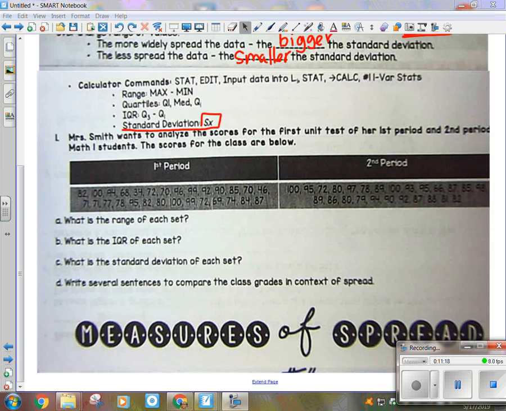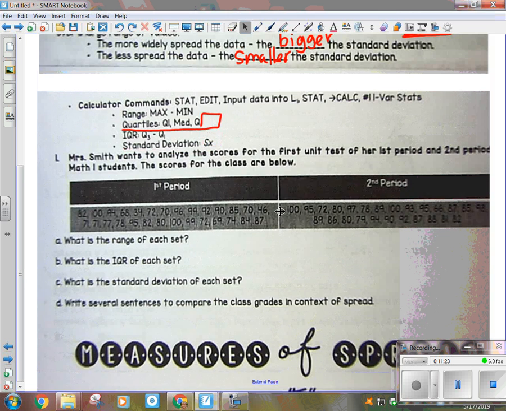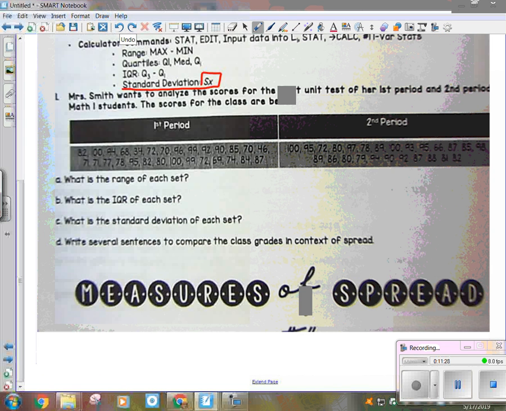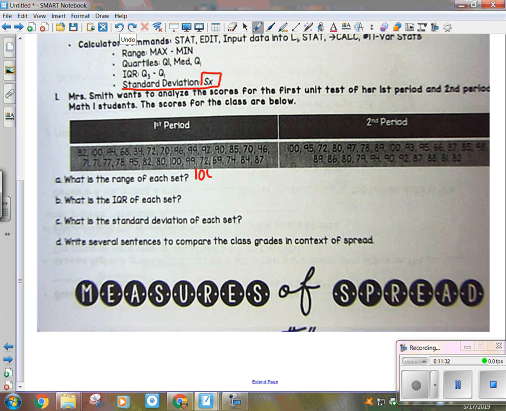What's the high and the low for first period? Can you guys look at your max and your min for first period? What are my max and my min for first period? So it's 100 is the highest. And what's the lowest? 34.